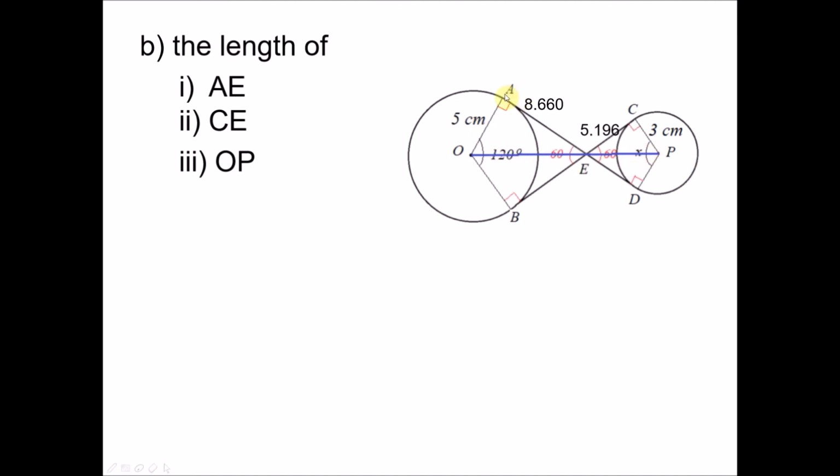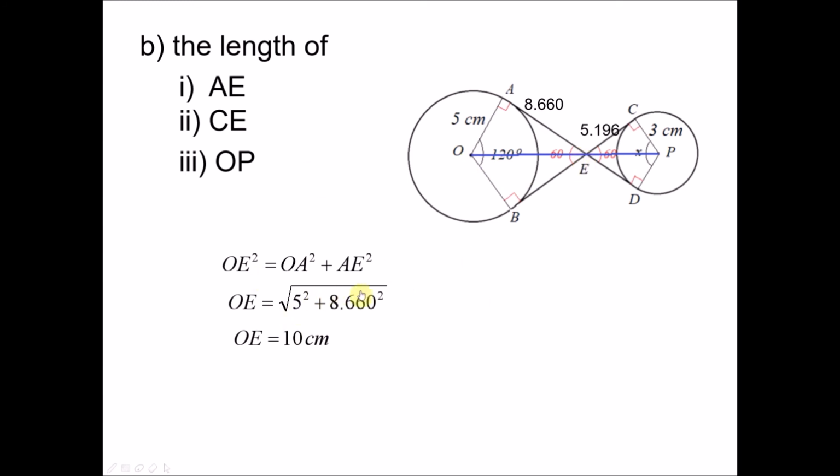So we go to AOE first for this right angle triangle. OE squared equals to OA squared plus AE squared. 5 centimeter squared plus 8.660 squared. The square here, I move to the other side, becomes the square root. Use your calculator, you get the answer 10 centimeters. So we know that OE is 10.